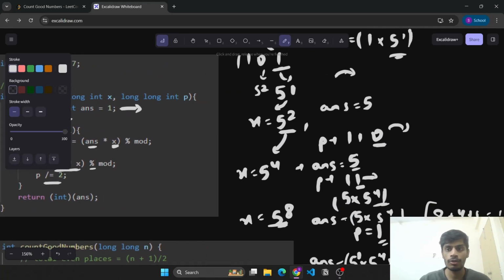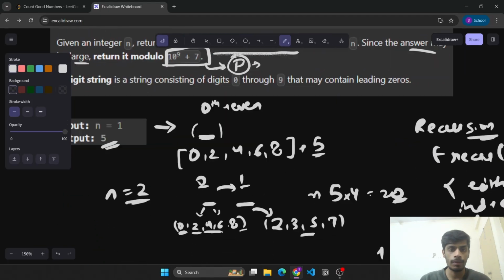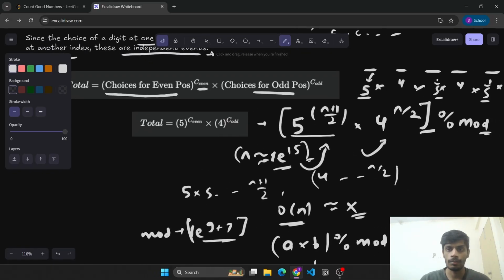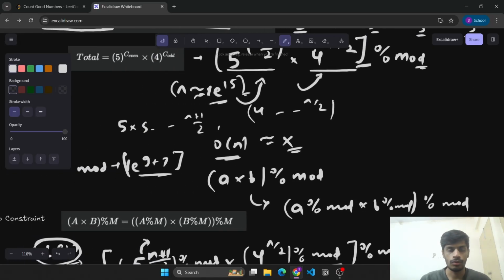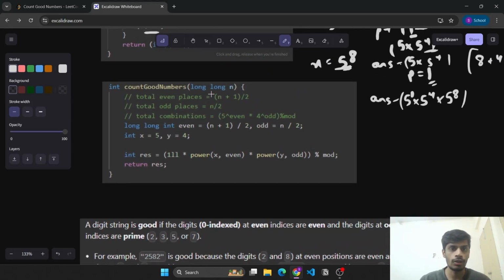And once we are able to do this, we are calculating x to the power p in big O of log p complexity. And once we are able to do this, we will just apply the formula that we derived. We just need to find out 5 to the power (n plus 1) by 2 into 4 to the power n by 2 and take the overall mod, right? So this is what we'll do in the main code. We identify the total number of even places, which is (n plus 1) by 2, total odd places is n by 2, so the total combination is 5 to the power (n plus 1) by 2 into 4 to the power n by 2, and then taking the overall mod.